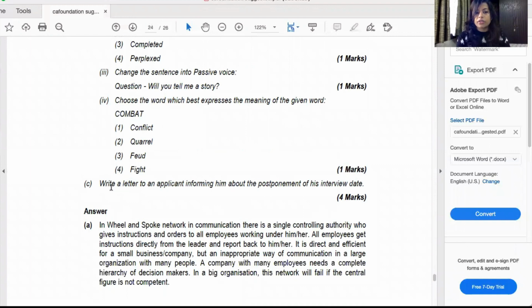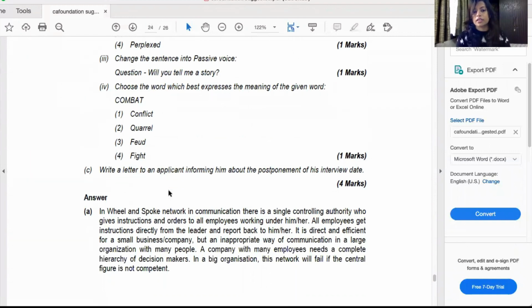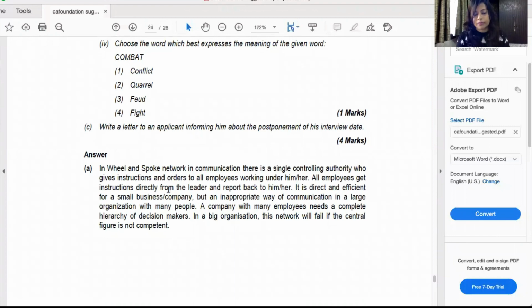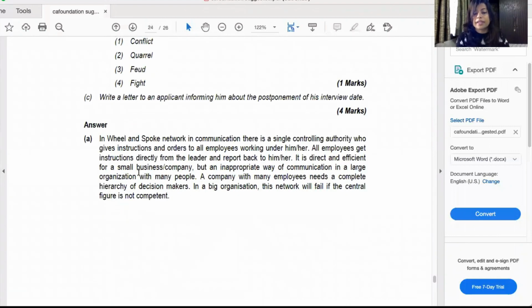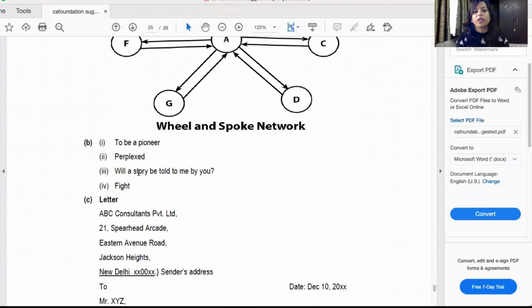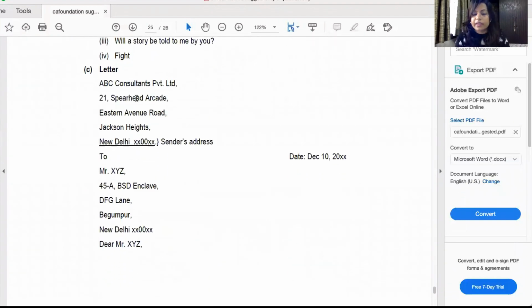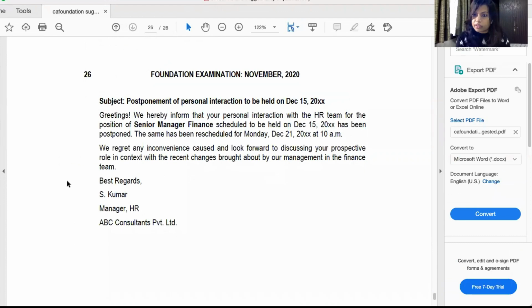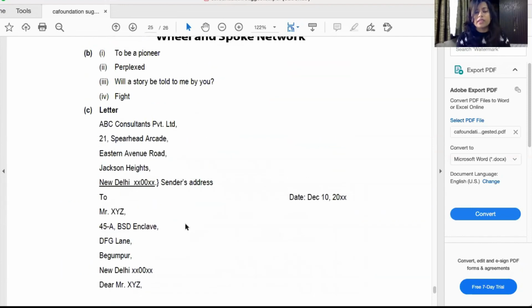Then the last question: write a letter to an applicant informing him about the postponement of his interview date. So this is a letter by the company to the applicant, because his interview date is postponed. Take care of who is sending the letter, who is receiving the letter, where you need to write the date, where you need to write the subject, what is the content, what is the body part, and then the regards. Very, very important, okay? Please take care of the formats.